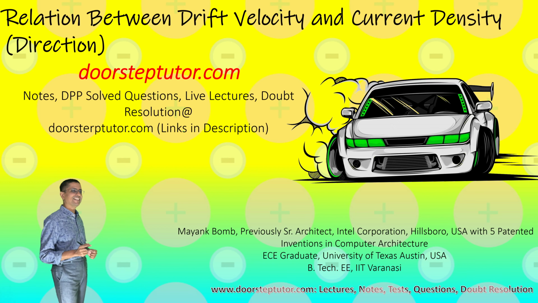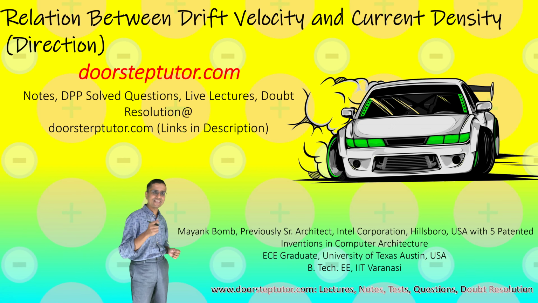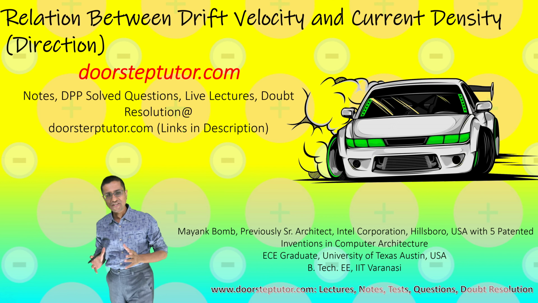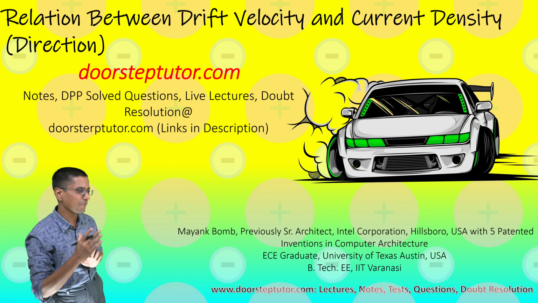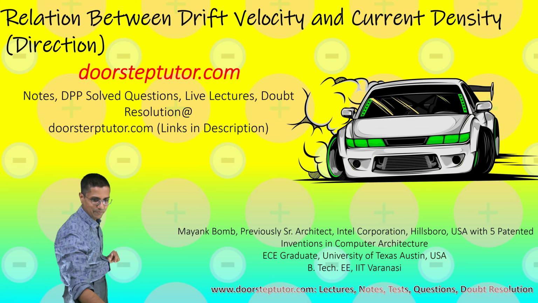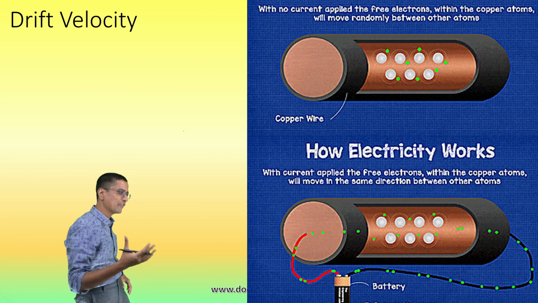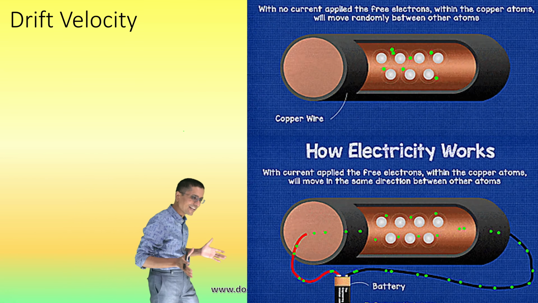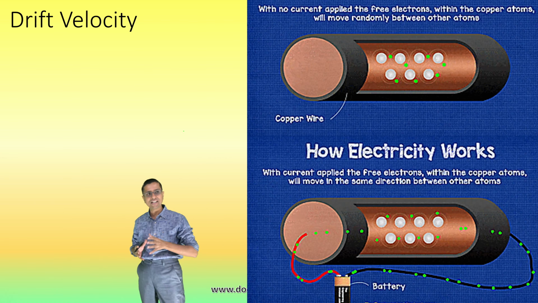Now let us look at the next important relationship. Let's derive this one. The relation that we are deriving today is the relation between drift velocity and current density. Again, for the drift velocity, we have a separate class on this channel itself, so definitely look at that class.